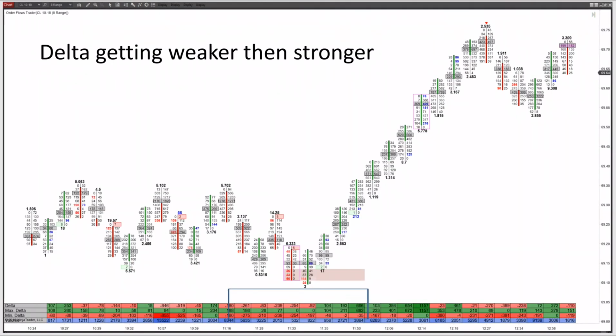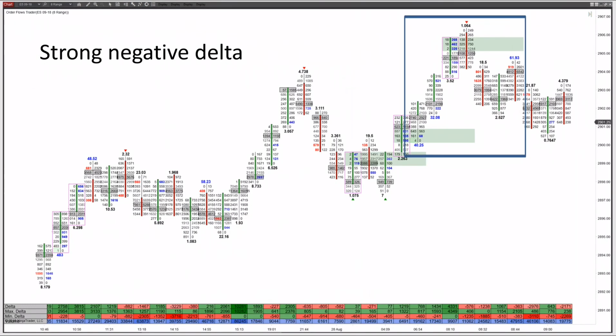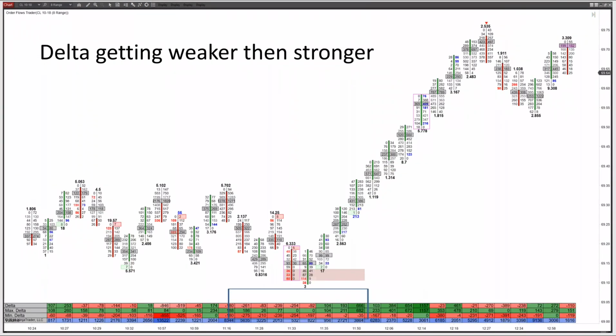Okay. Here's another example, right? I mean, oftentimes you'll say, you're putting up the same chart. No, these are not the same charts. These are different charts. This is crude oil this time. This other one was S&Ps. Earlier I showed you different markets, and you can just see the same thing happening, as delta's getting weaker.